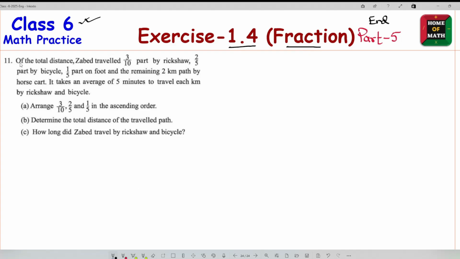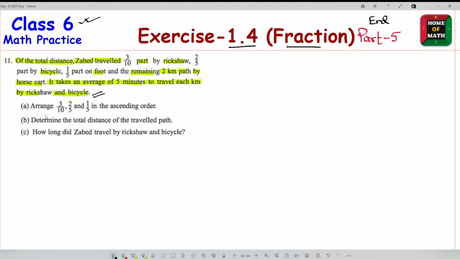Here is information, and you have to understand this one very carefully. Of the total distance, we don't know how much the distance is. Zabed traveled 3/10 part by rickshaw, 2/5 part by bicycle, 1/5 part on foot, and the remaining 2-kilometer path by horse cart. It takes an average of 5 minutes to travel each kilometer by rickshaw and bicycle, and this is a case study. But the first question has no relation.